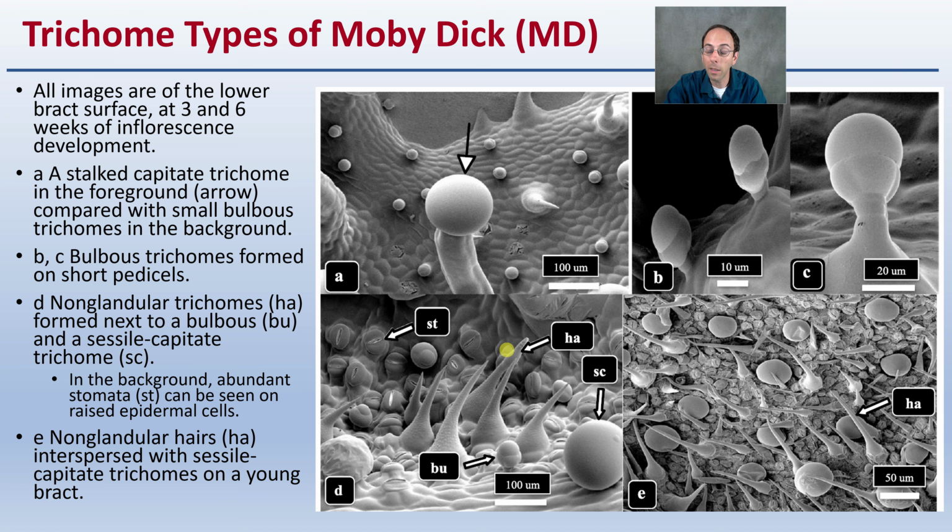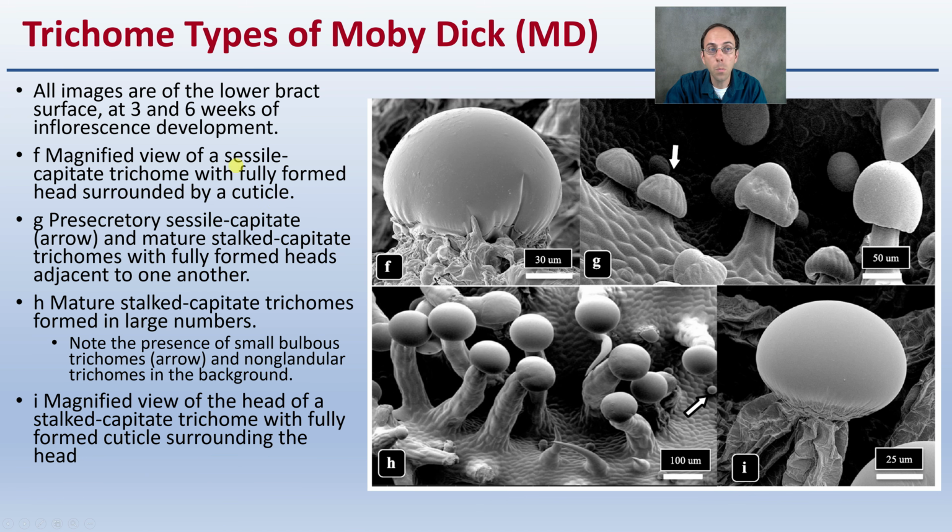So again, we're looking specifically at the trichomes, but there are other structures present. Non-glandular hairs, looking at right here, are interspaced with the stalked-capitate trichomes on a young bract. So we can see they're intermixed here as well. Kind of a cool look. All right, so there are trichome types, all images of the lower bract surface, again, 3 to 6 weeks in development.